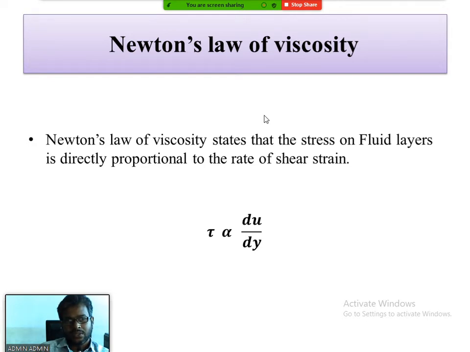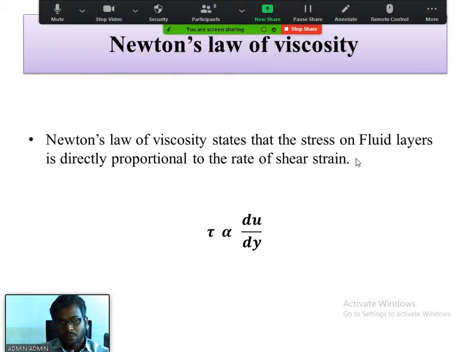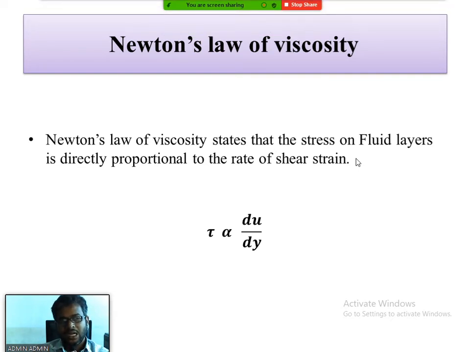Newton's law of viscosity states that the stress of fluid layers is directly proportional to the rate of shear strain, meaning tau is directly proportional to du by dy. In the case of a liquid, when it flows, it shears layer to layer.